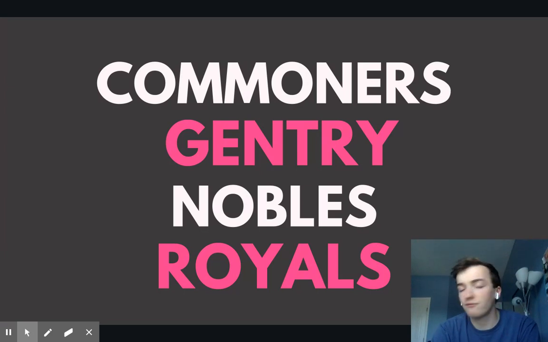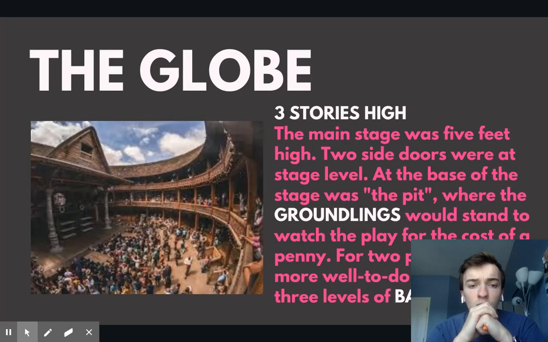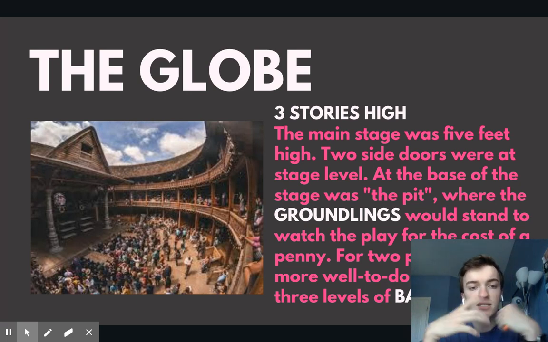Now, everyone went to enjoy the theater. Commoners, low-class people, the gentry, nobles, even the royals. Queen Elizabeth had her special little box she would sit in to watch these plays. So they were accessible to anyone. Anyone could go. The Globe itself, we see this little image here. It is made out of wood. We have this stage in the front, and then we have this pit on the ground.